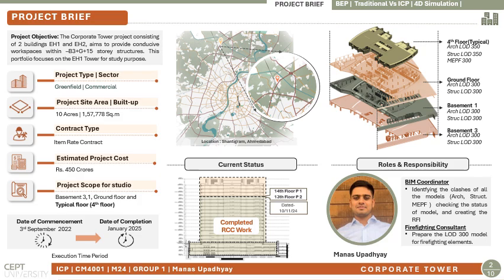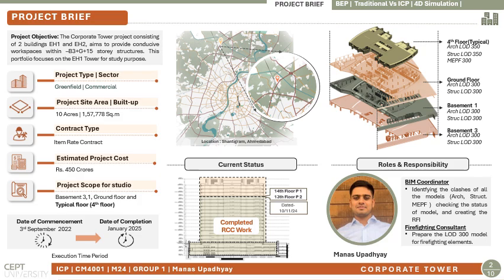Now moving to the project brief. Our corporate tower consists of two buildings, EH1 and EH2. It has three basements, a ground floor and 15 floors. During this study we have worked on the EH1 tower only. Our project is a greenfield, commercial project. The site area is 10 acres and the built-up area is 15,778 square meters. The type of contract is item rate contract and the cost of our project is 450 crore.